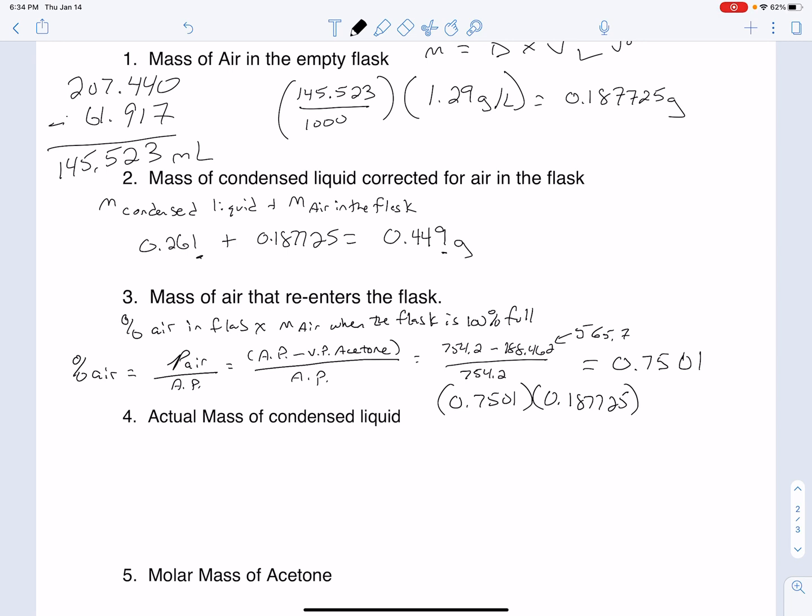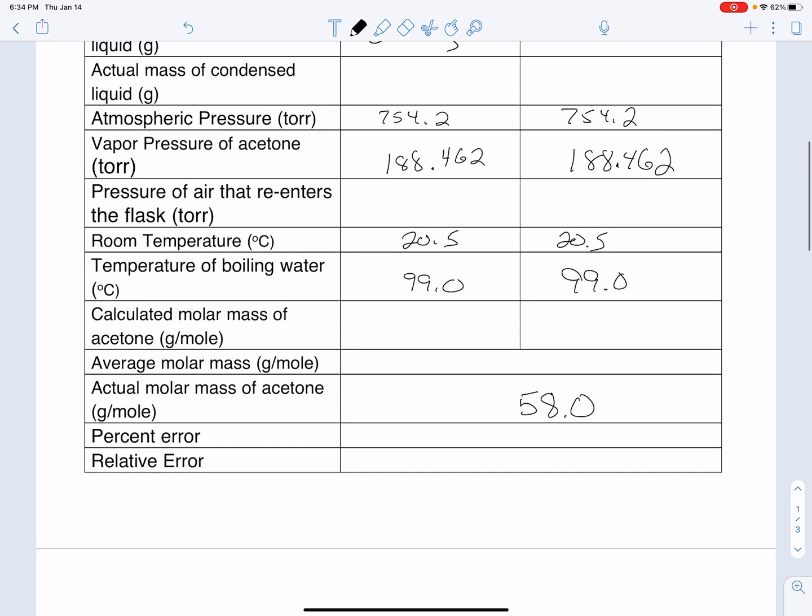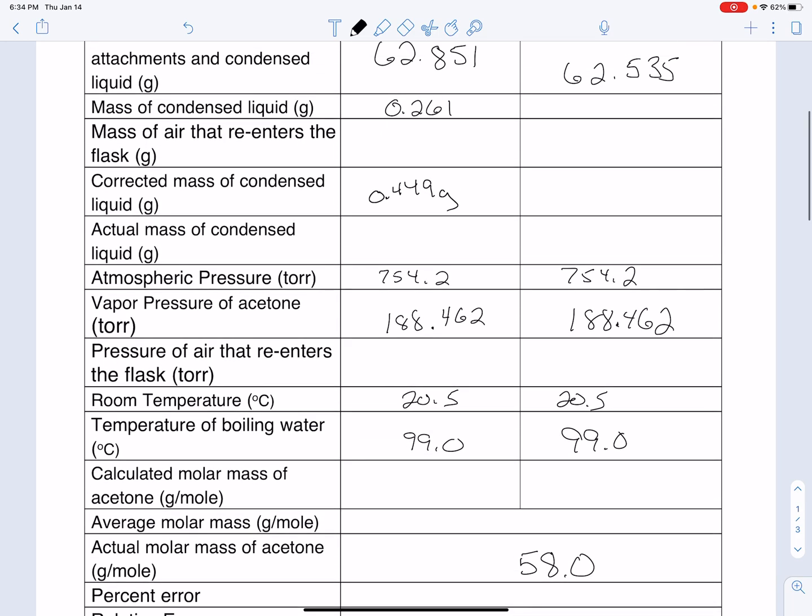0.7501 times 0.187725. And to 4 sig figs, I get 0.1408 grams. That is the mass that will re-enter the flask. So we go up here, and we put 0.1408 grams back in.